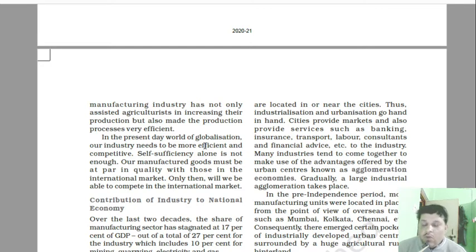In the present day world of globalization, our industry needs to be more efficient and competitive. Self-sufficiency alone is not enough. Today we are living in a globalized world. It means we cannot keep our economy closed. We cannot keep our population totally disconnected from the production being made in other developed nations. The production made in developed nations of any electronic items or other materials should be easily accessible to the people of our own country, and that is called globalization.